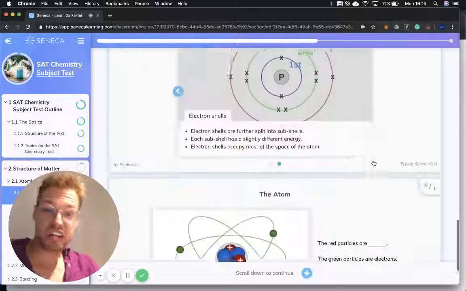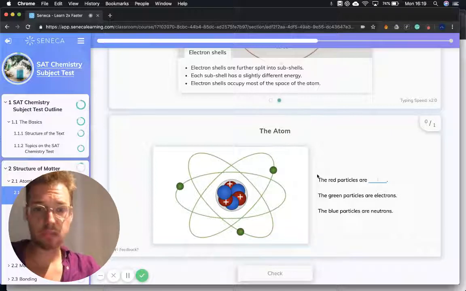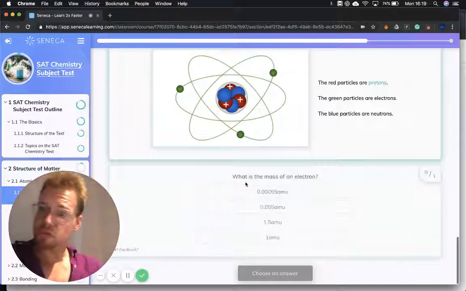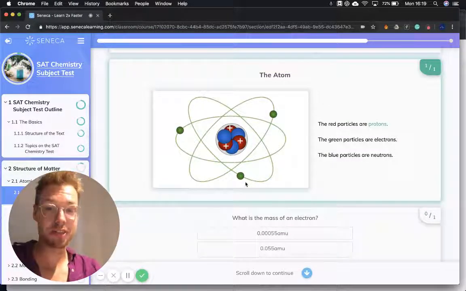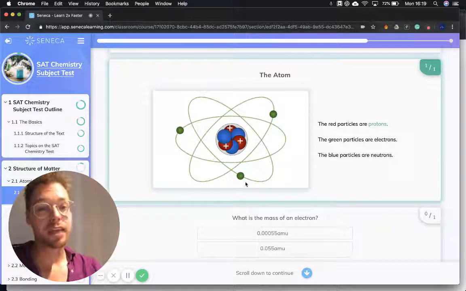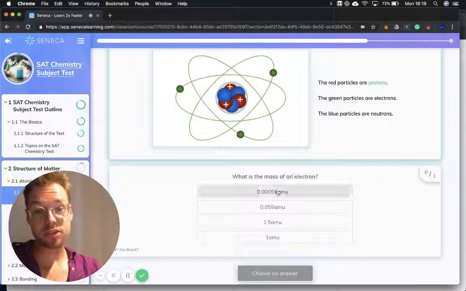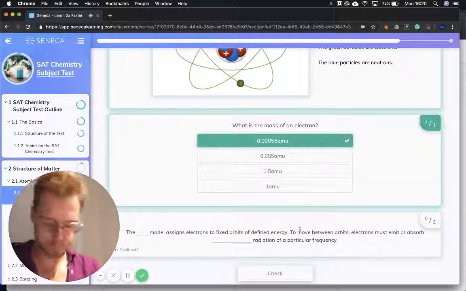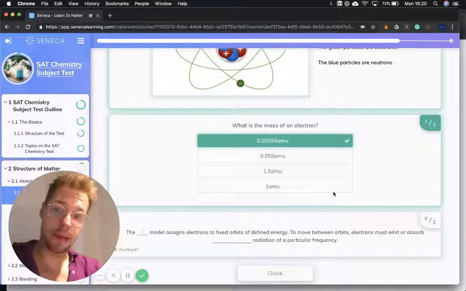So those are electron shells. So let's have a look at this atom. Those red particles are going to be protons. So if you're wondering what I'm talking about, protons are in the middle of an atom, as are neutrons. They're in the nucleus. So let's recap that. And then those electrons, they orbit the nucleus in shells. So what was that mass of an electron? Do you remember? It's tiny. It's like 0.0005 AMU.